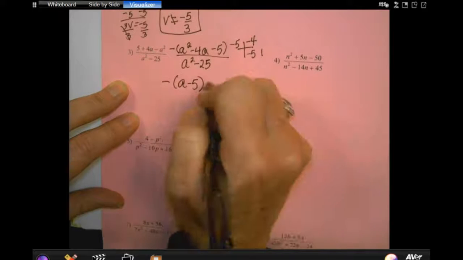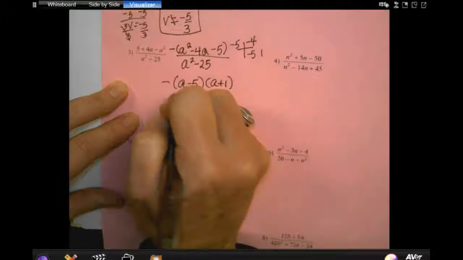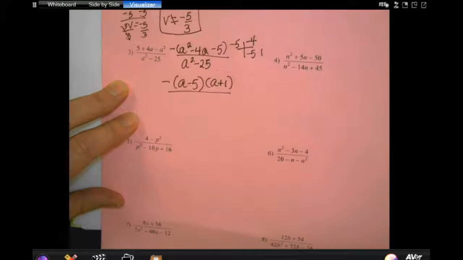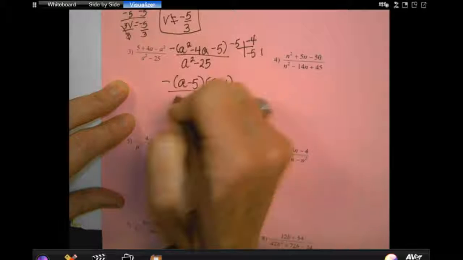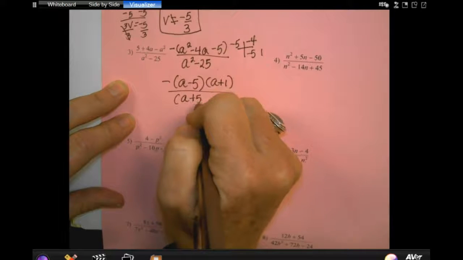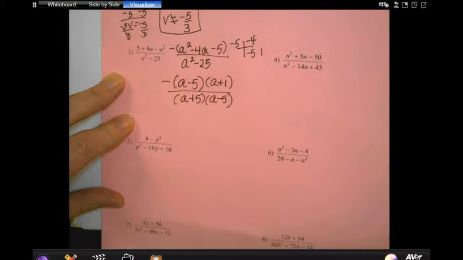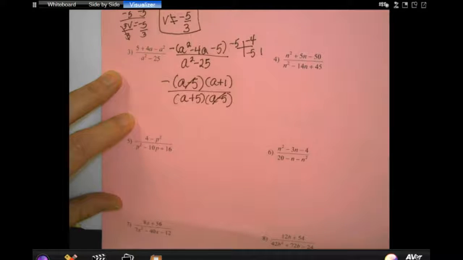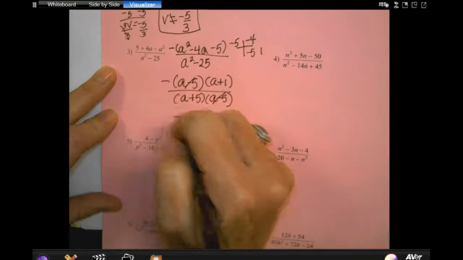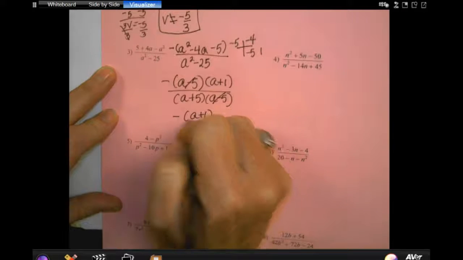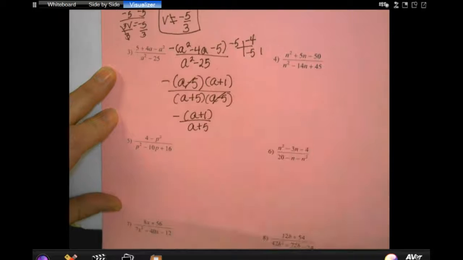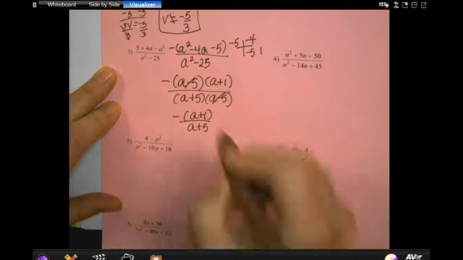So I get a minus 5 and a plus 1. Then how can I factor the bottom? Because it's a perfect square, I get a plus 5 and a minus 5. What happens? Very good. The a minus 5's cancel, and that leaves me with a minus a plus 1 over a plus 5. What would my restricted value be?